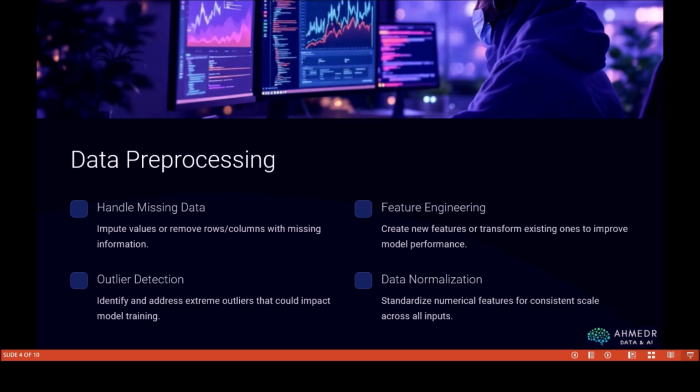Next, we have feature engineering. As we mentioned in the previous lessons, feature engineering means creating new features or transforming existing ones to improve the model performance. For example, encoding categorical variables or scaling numerical data. Next, we have outlier detection, meaning to identify any extreme outliers in the data that could negatively impact the model training.